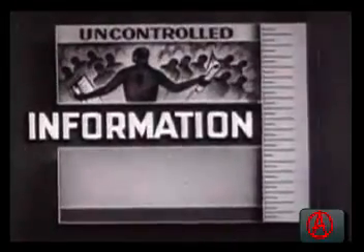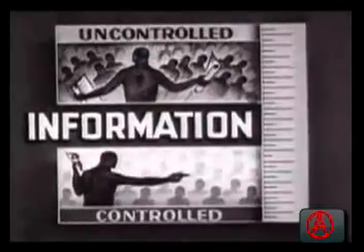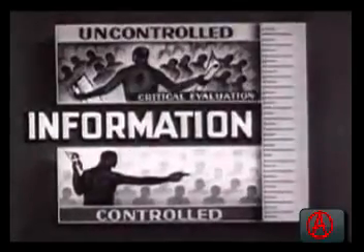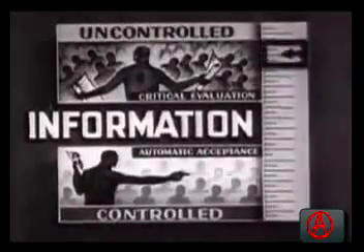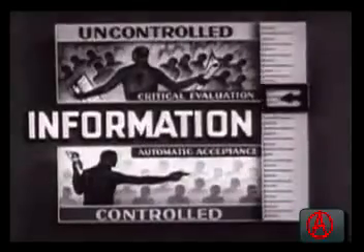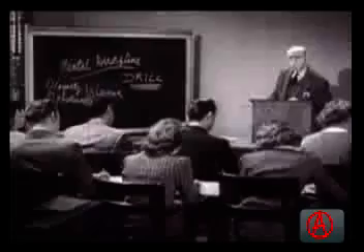A community rates low on an information scale when the press, radio, and other channels of communication are controlled by only a few people, and when citizens have to accept what they're told. In communities of this kind, despotism stands a good chance. See how a community trains its teachers.